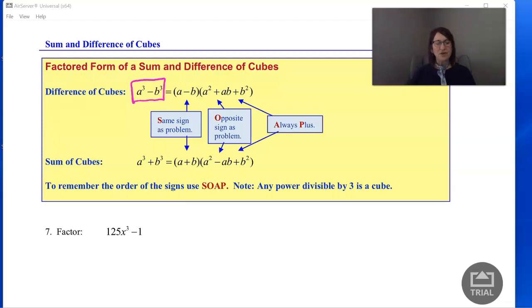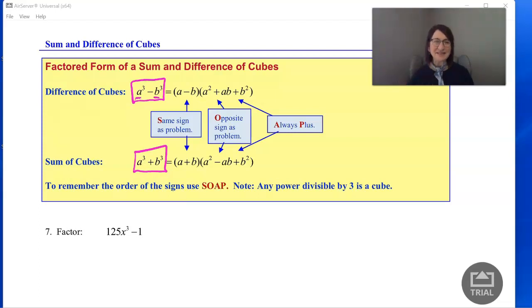All right, so in this one, we have a difference of cubes and a sum of cubes. They can both be factored. And so in order to factor them, what we're going to do is figure out our A, which is really just the cube root of our original. That's going to give us our A. And then we'll figure out our B, which is again the cube root. And then we just plug everything into our formula.